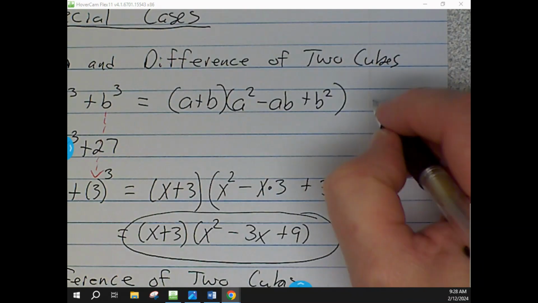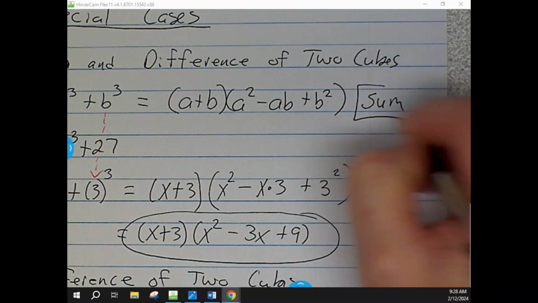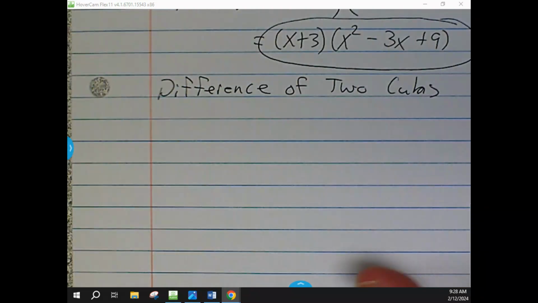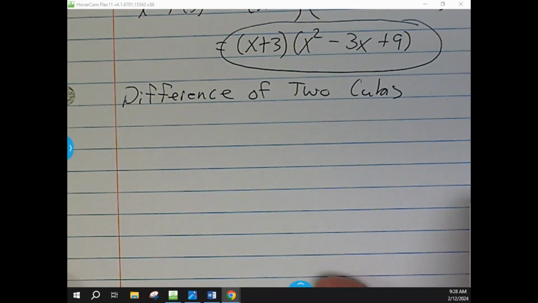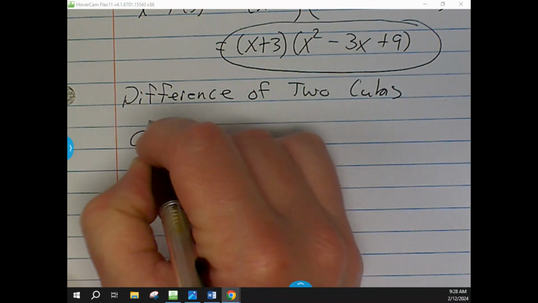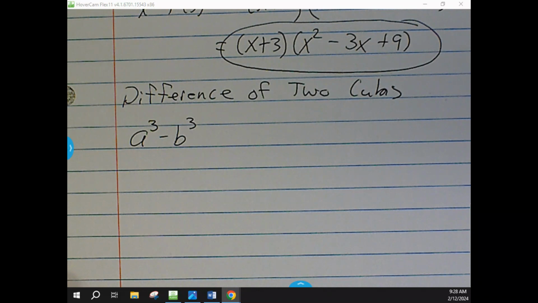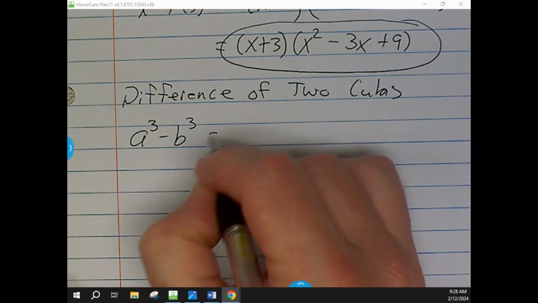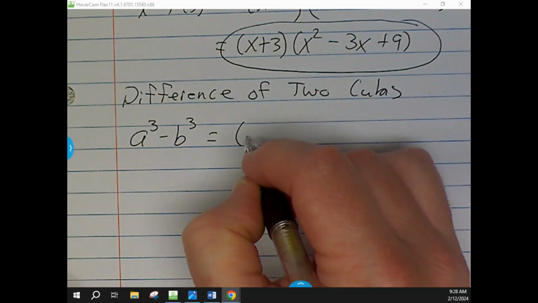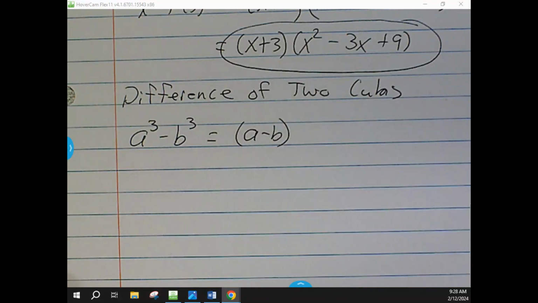So back here, this was the sum. And now we're going to look at the difference. The only difference is instead of it being a plus, it's a minus. And as far as the numbers go, instead of being A plus B, this one is A minus B.